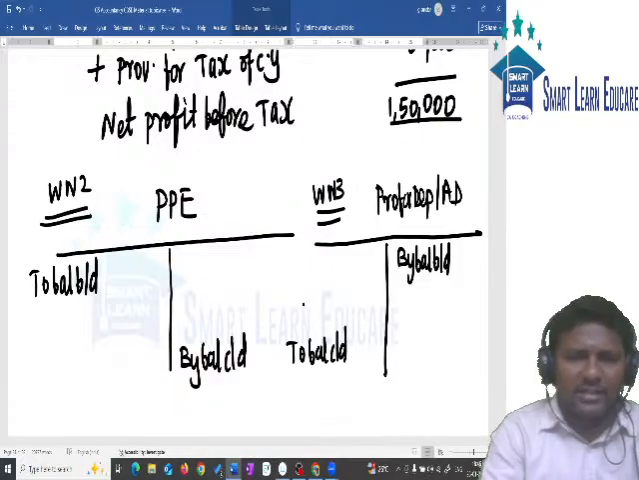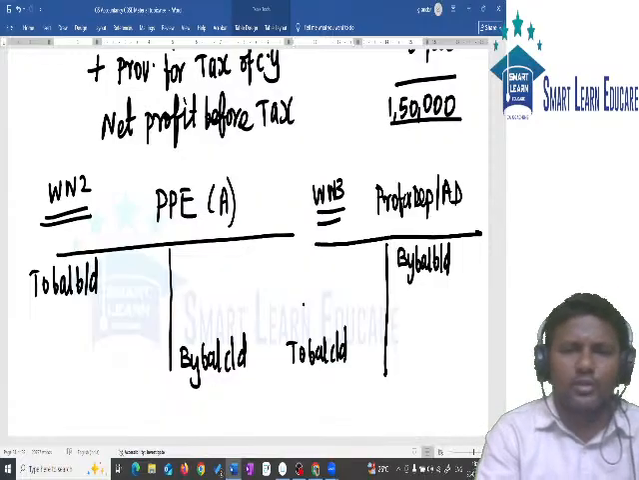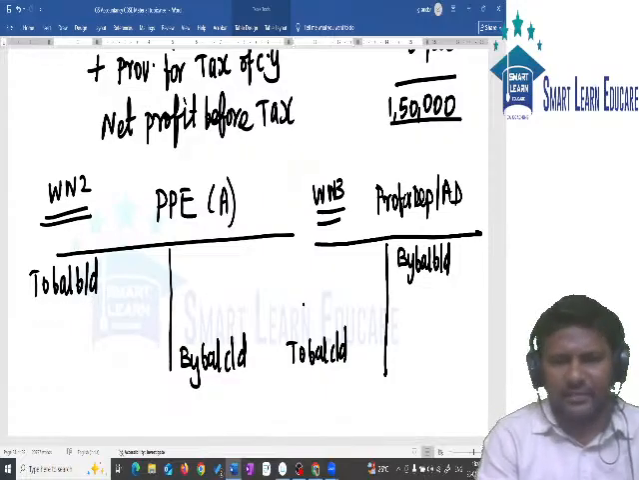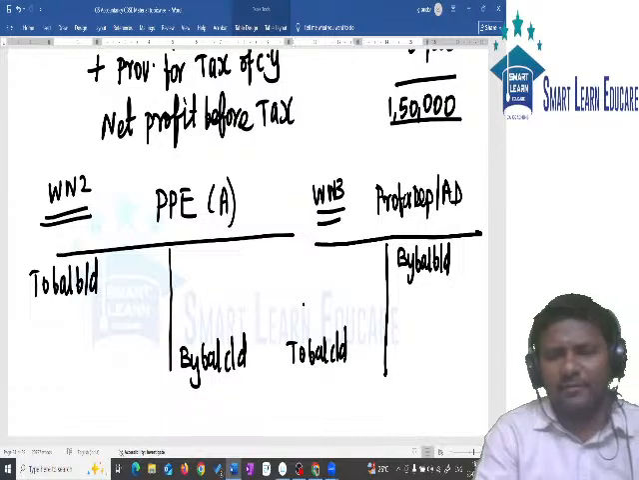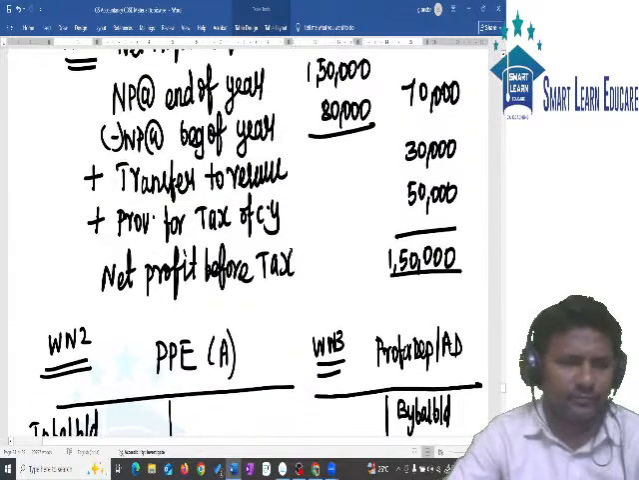Asset will have debit balance. Liability will have credit balance. PPE is an asset. Provision is a liability. Since asset is having debit balance, it will come in debit side, and closing balance on credit side. Provision is a liability. Liability will have credit balance, closing balance on debit side. Now write the numbers.